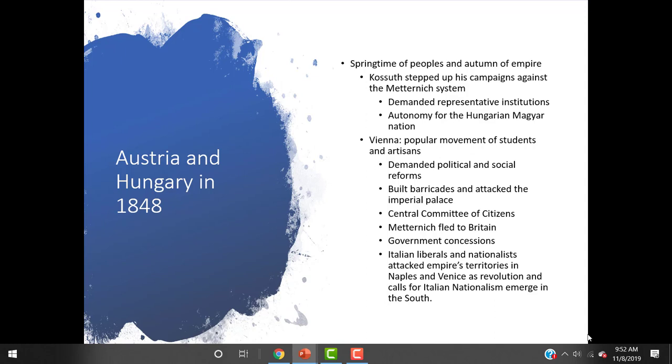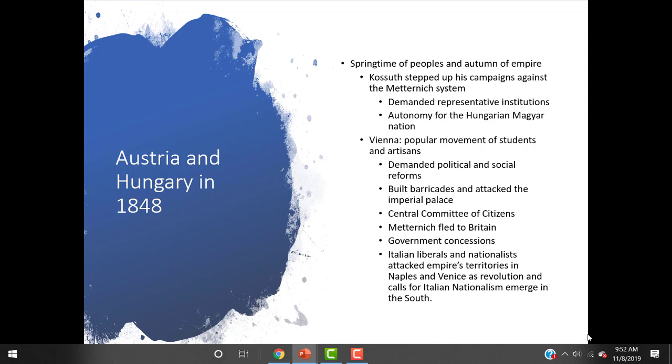Students there were mostly students and artisans and musicians. Vienna reminds me a great deal of Greenwich Village in New York back in the day. But they're demanding political and social reforms. They built barricades and sacked the imperial palaces. And there was a central committee of citizens formed. So Metternich fled to Britain, and the government made a few concessions.